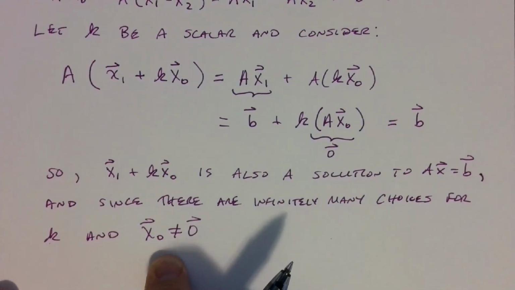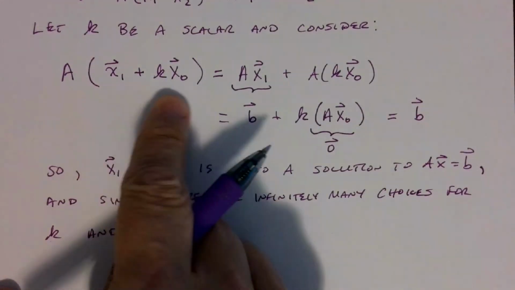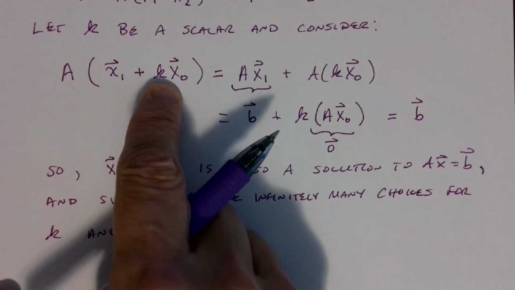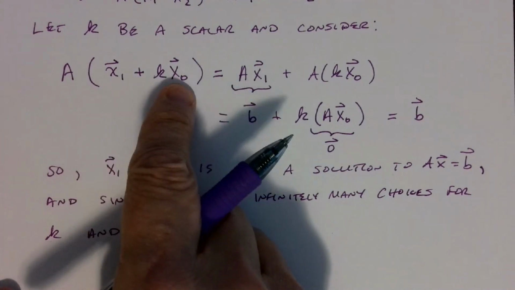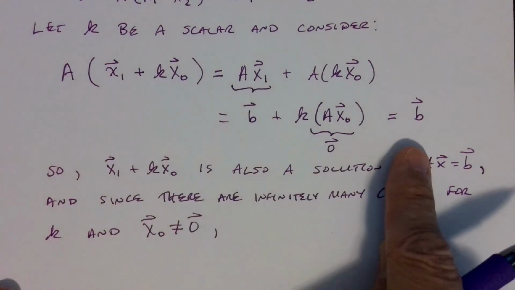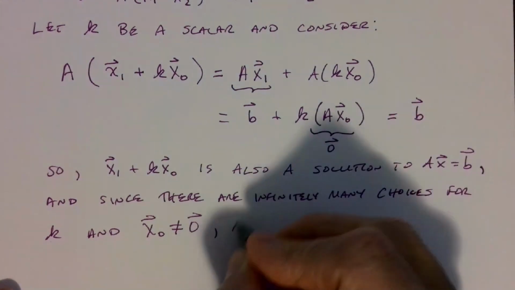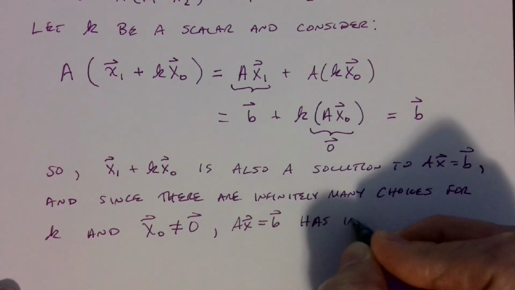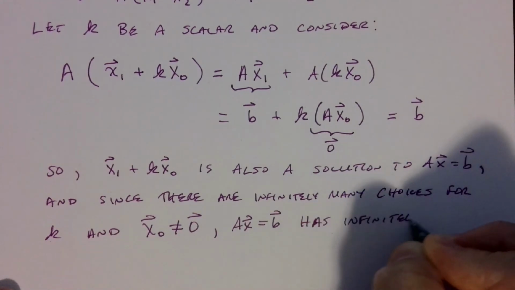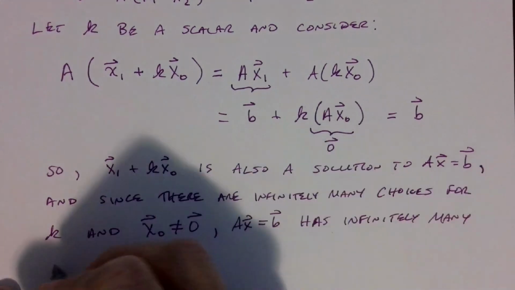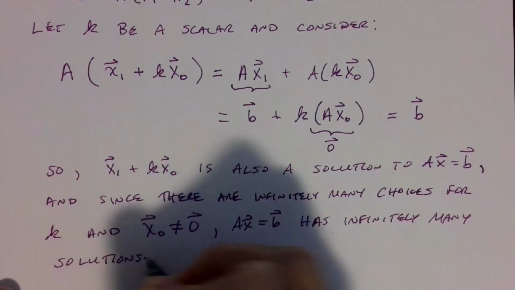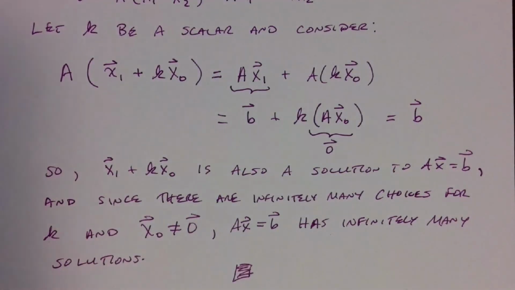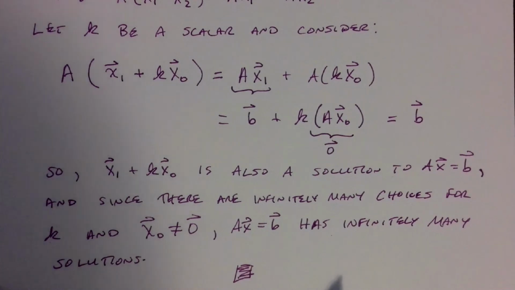And since that's the case, then what do I have? There are infinitely many different combinations I can create here. k can be any real number, and for every real number I choose, I'm going to get a different vector, x₁ plus this. But this vector, we said, is always a solution to Ax equals b, and so Ax equals b must have infinitely many solutions. And that's the proof. We just had to show that last case where we have more than one solution implies infinitely many solutions.